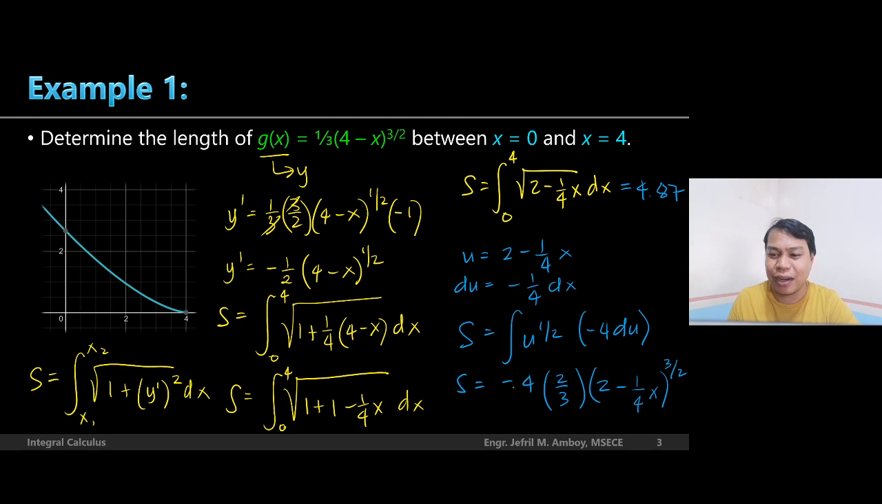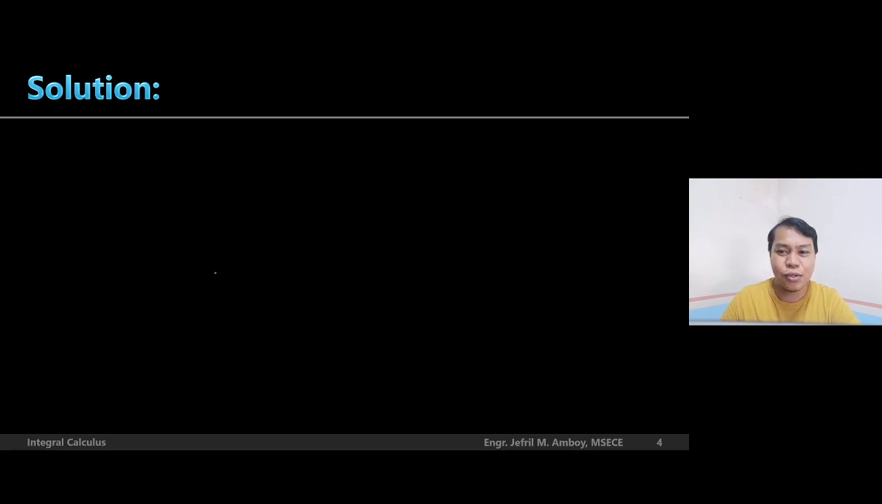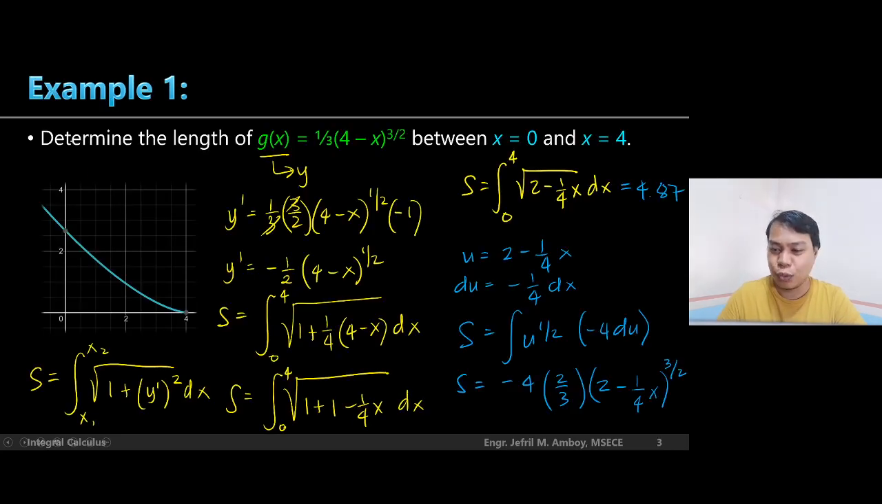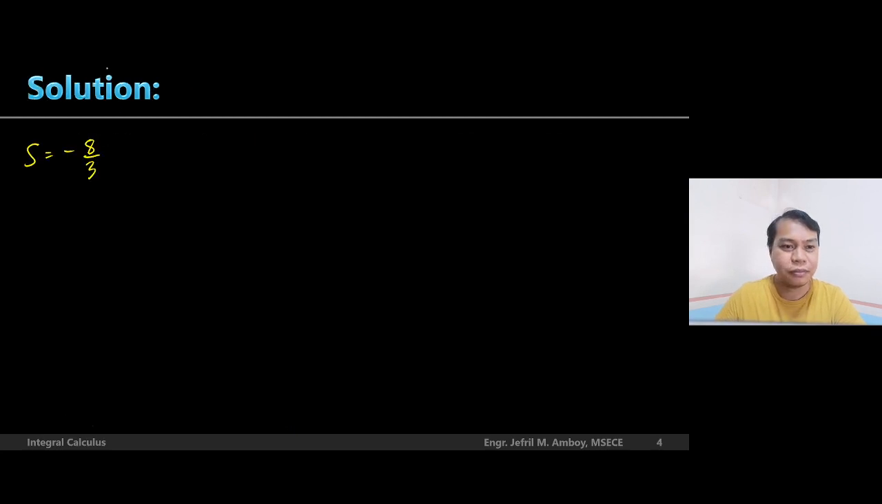So, yung s natin is equal to negative 4 times 2/3. So, magiging negative 8 over 3 na lang siya. And then, 2 minus 1/4 x raised to 3/2. Okay? So, sulat natin dito. So, S equals negative 8 over 3, 2 minus 1/4 x raised to 3/2, which we will evaluate from 0 to 4.